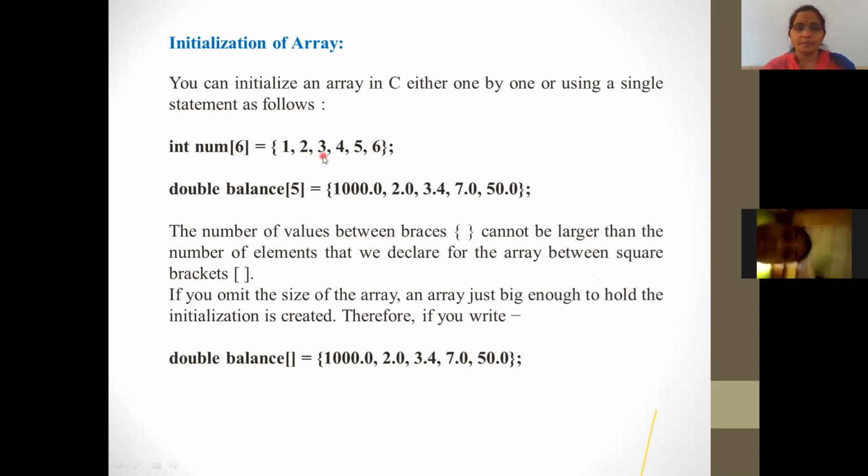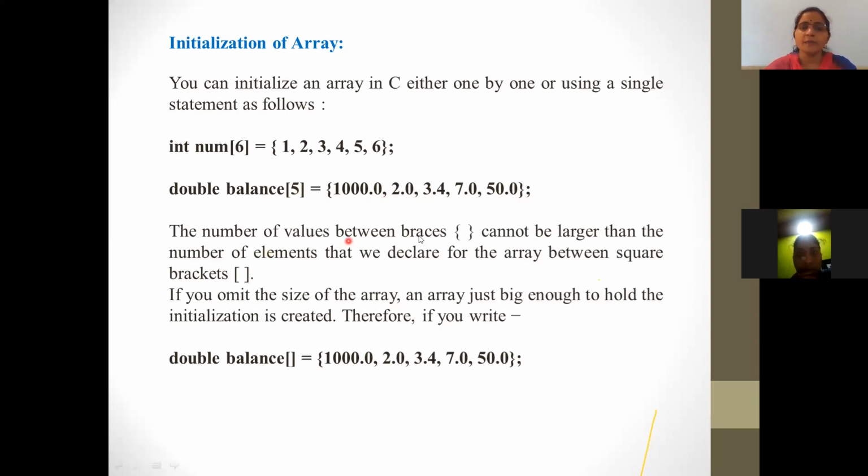You can take different values also. Here I am just taking the sequence numbers 1 2 3 4 5 6. In another example, you can observe double balance[5] = {1000.0, 2.0, 3.4, 7.0, 50.0}. Here we have declared the data type of the array as double, and it consists of 5 values, any values, but all the values should be of the same type, meaning all the values are of type double.